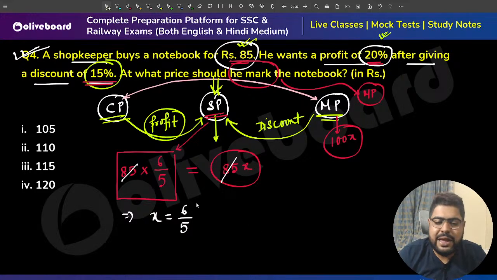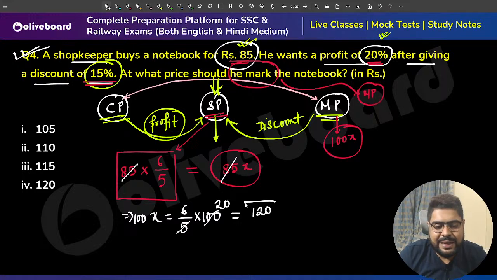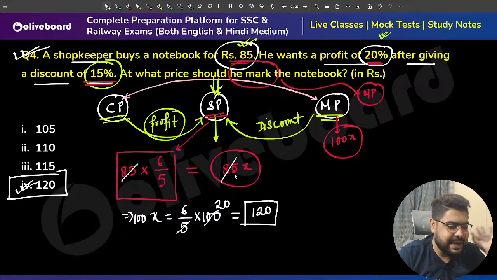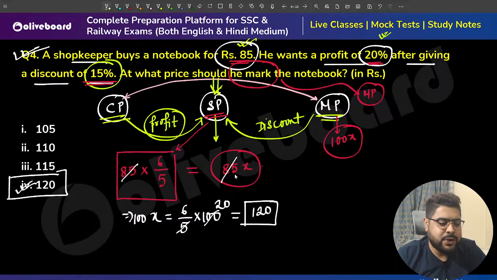But sir, they are not asking us X value. They are asking the value of 100x. So multiply 100 to both the sides. 20 into 6 is, sir, 120. This is, sir, 120, like this, in a single line. This is one way to go.